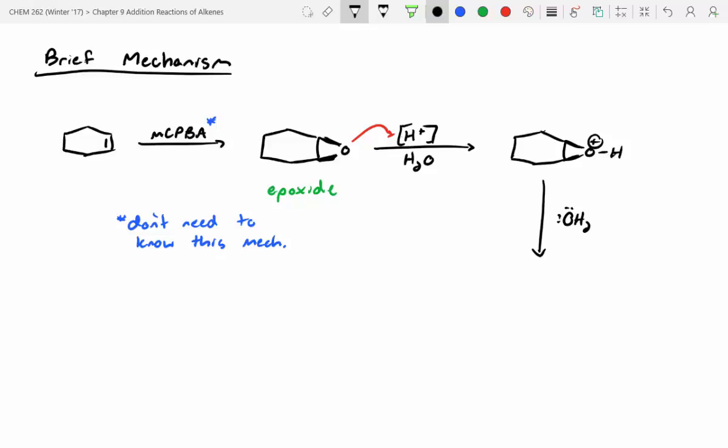Okay, water is floating around. We know water can act as a nucleophile. So it's going to do similar chemistry to what we've seen before. It's going to attack and then ring open this. Actually, let me draw out the hydrogens here.